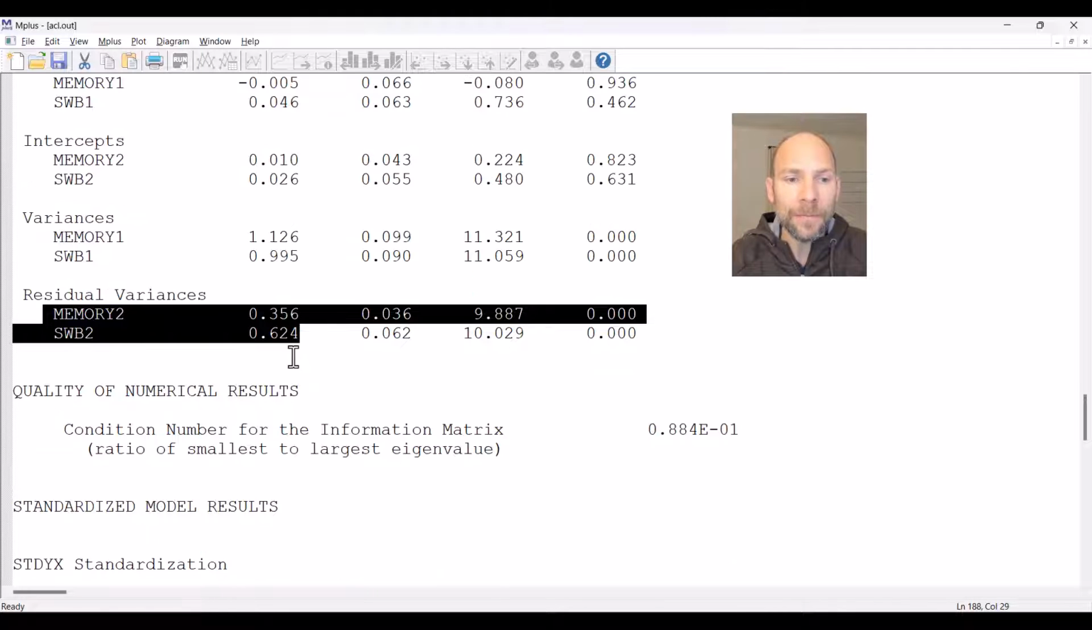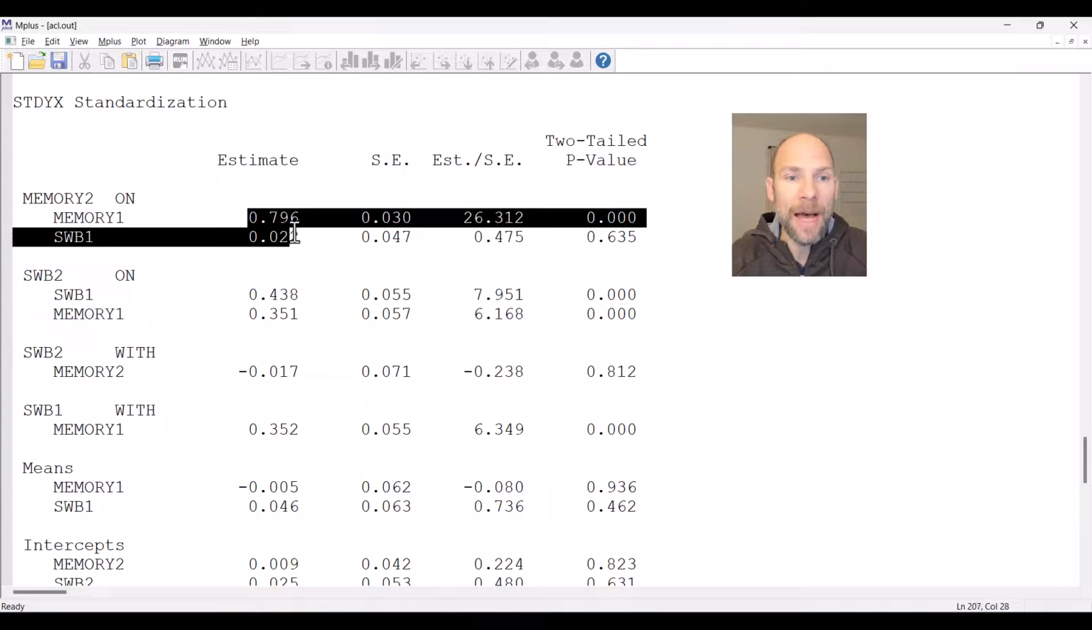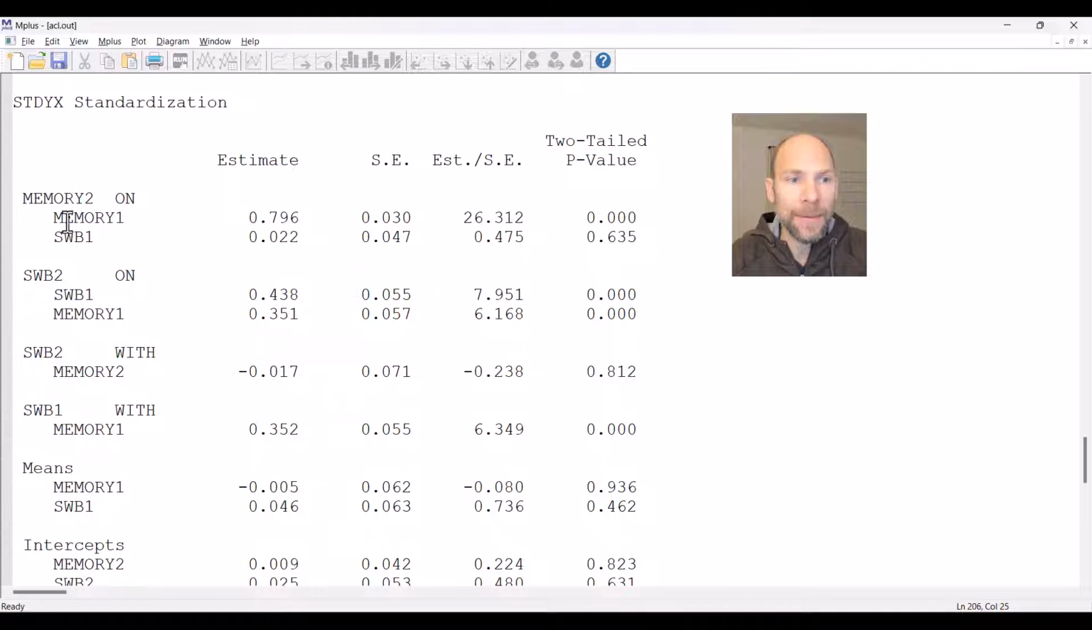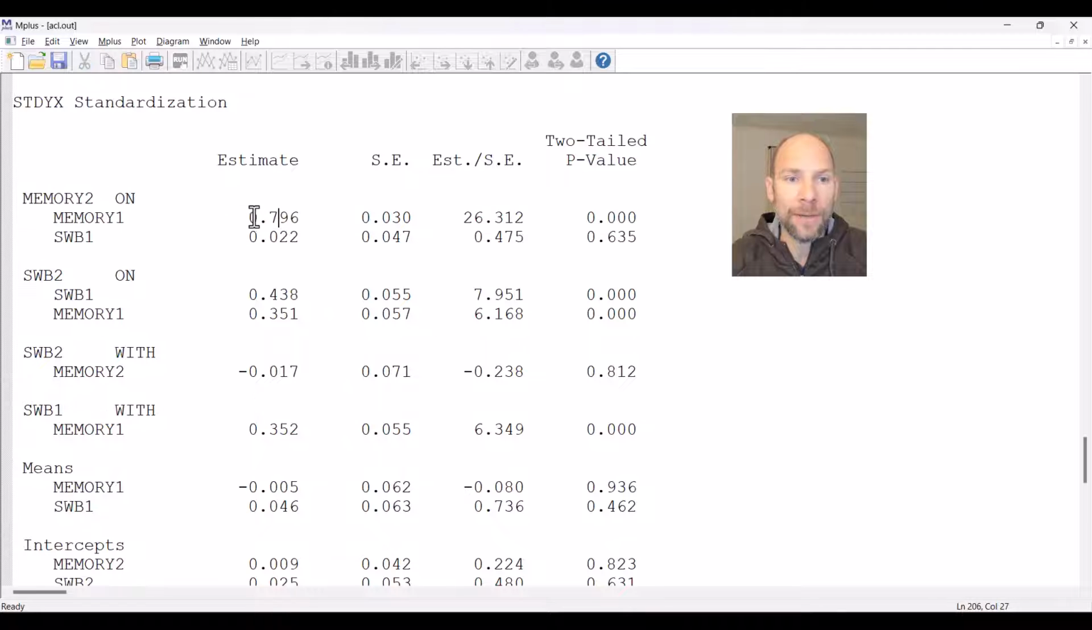Below that is the standardized solution, where we find standardized path coefficients. You can see here again that there is an autoregressive effect for memory performance. The standardized coefficient is quite strong, almost 0.8. For subjective well-being, the autoregressive coefficient is not quite as strong, about 0.44. The memory performance cross-lagged effect is also relatively substantial, 0.35.